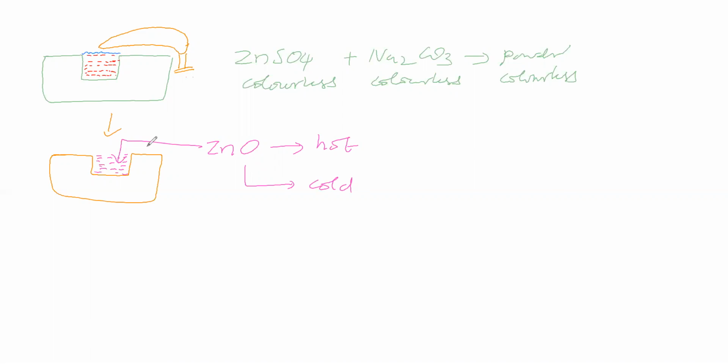This zinc oxide appears yellow in hot and colorless in cold. So this zinc oxide appears yellow in the hot condition and colorless in the cold condition. Okay. This is the observation. If the given salt is so and so, then it will behave in this way.